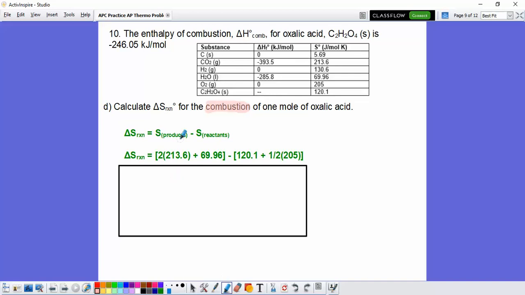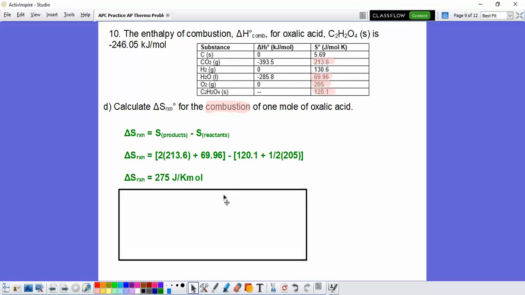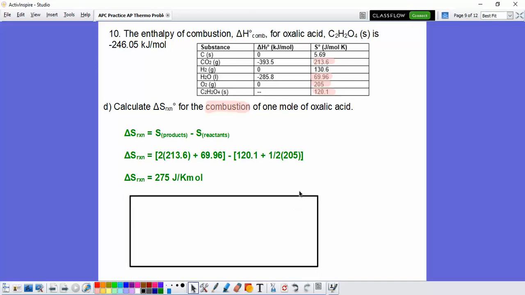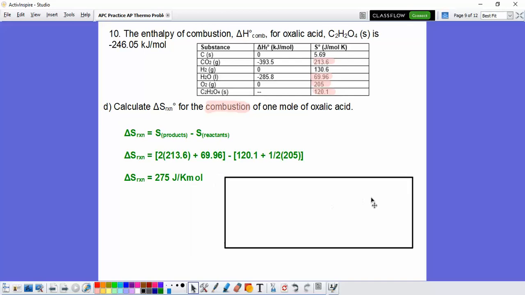Okay, for CO2 it's 213.6, for H2O it's 69.96, for oxalic acid it's 120.1, and then for oxygen gas it's 205. So you just plug everything in, multiply them by their coefficients, subtract the sum of the reactants from the sum of the products, and you should get 275 joules per Kelvin mole. And that's the delta S of reaction.